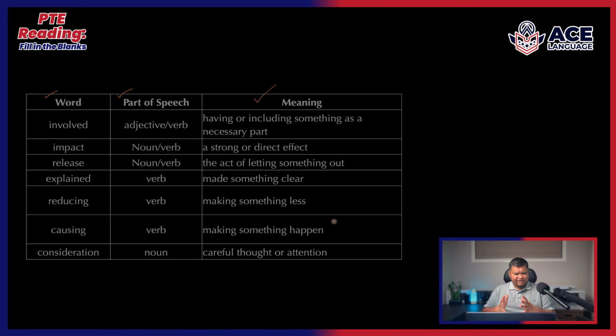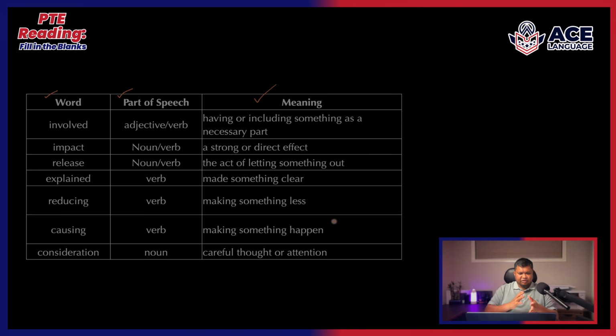Next one is explained, a verb, and also in past or past participle form, means made something clear. And next is reducing, a verb, making something less. Even though it's a verb, it's ing form, that means a gerund, right? Next is causing, again, can be a verb, gerund, making something happen. And consideration is a noun, which means careful thought or attention, right?